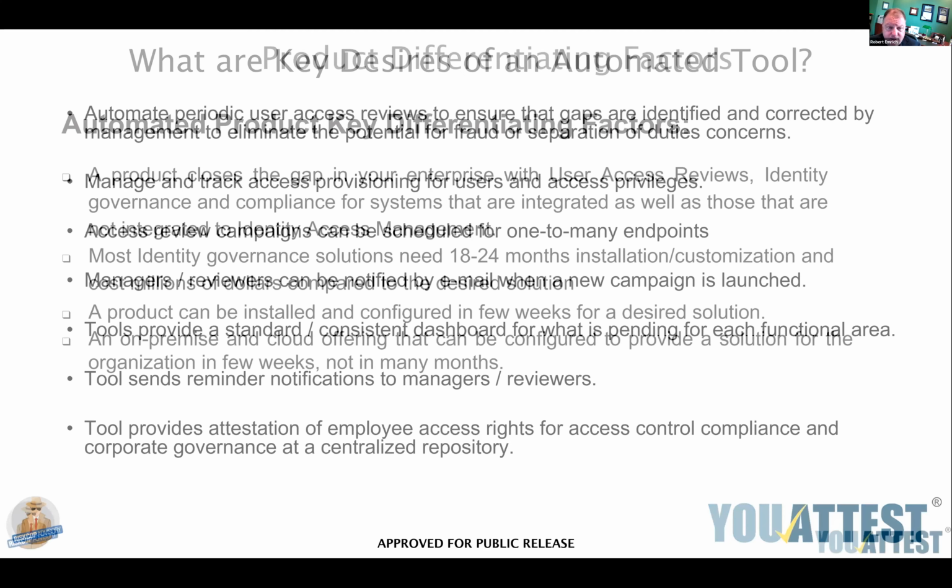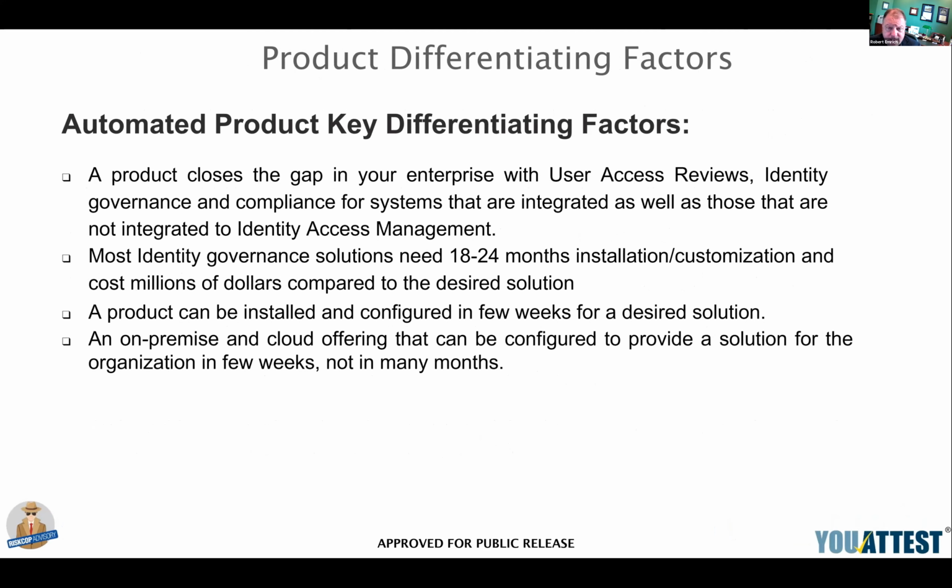I just put some slides in here. I'm probably nearing the end of my section before we go to UITest, but this is a good segue: product differentiating factors. I know my colleagues definitely have these in place. These are some of the things I like to see when I'm using some automated technology. A product that closes the gap in the enterprise and covers a lot of the things we're talking about: user access reviews, identity governance, and compliance for systems.